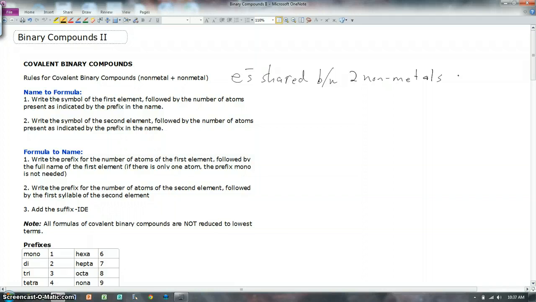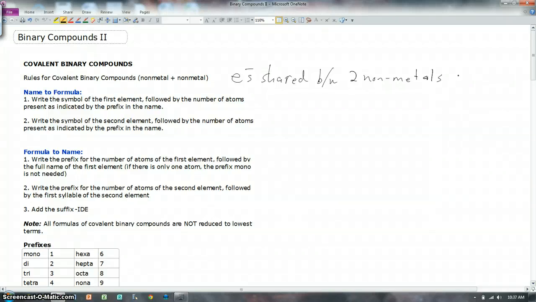If you're going from formula to name, it's very similar, just the reverse. So write the prefix for the number of atoms of the first element, followed by the full name of the first element. If there's only one of them, you can ignore mono. Then write the prefix for the number of atoms of the second element, followed by the first syllable of the second element, and then just like we did with ionic compounds, you're going to add "ide."